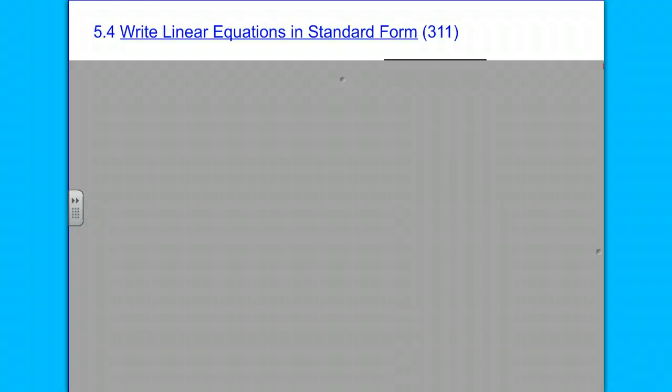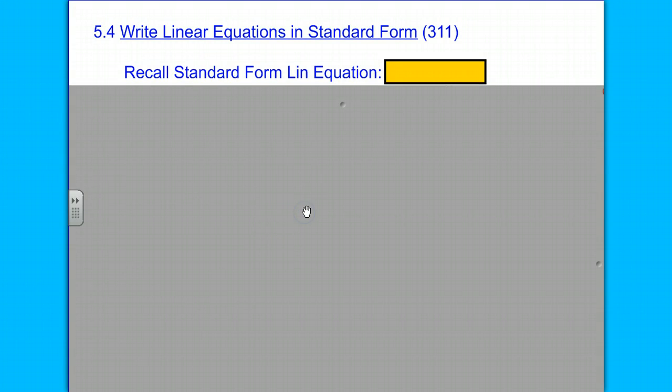Okay, we're in section 4 of chapter 5. We're writing linear equations today in standard form. Short lesson. But let's start by recalling standard form for linear equations. Go ahead and jot that form down without saying it out loud. Okay, so let's say it together then. Standard form linear equations are 3, 2, 1.